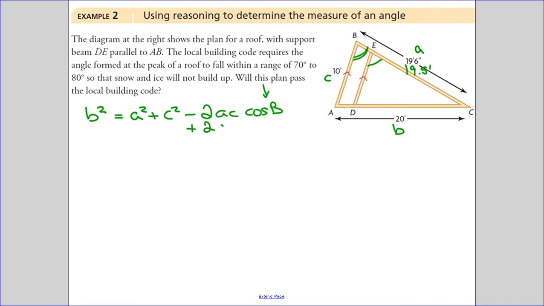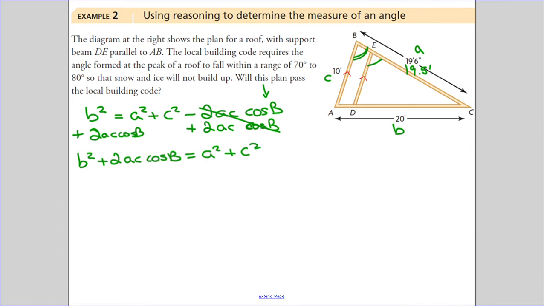So I'm going to put plus 2AC cosine B on both sides. That's going to cancel this term out completely, and I'm going to get B squared plus 2AC times the cosine of B is going to equal A squared plus C squared. Okay, all I'm doing is adding it over to the other side. And then in the same breath, I'm going to subtract the B squared and put it over to the other side. Okay, so hopefully you can see that part as well, and that gets rid of this.